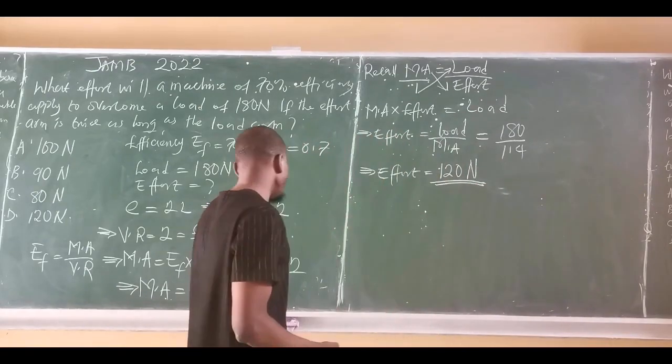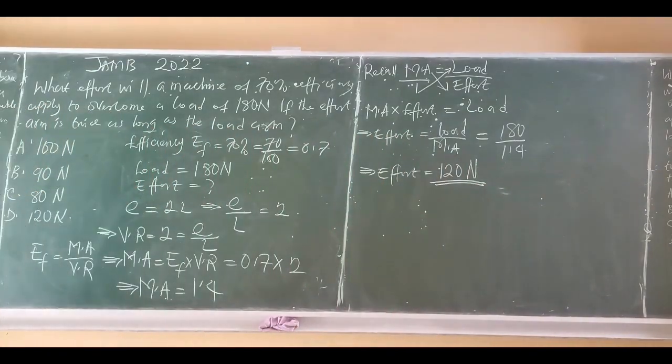Okay, so we look through the options. Option A says 100 newtons, option B says 90 newtons, option C says 80 newtons, and option D says 120 newtons. So the correct option is actually option D.